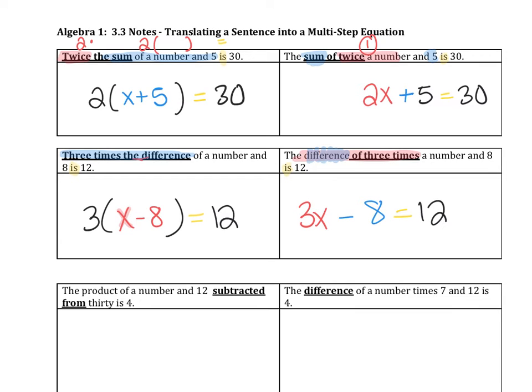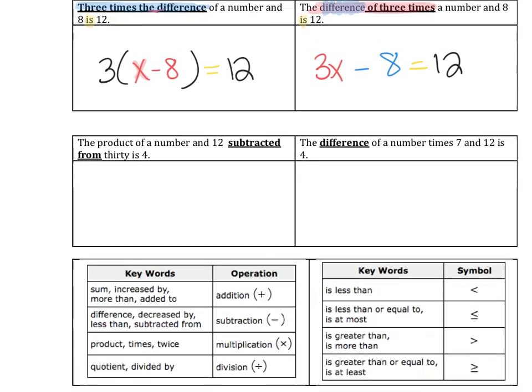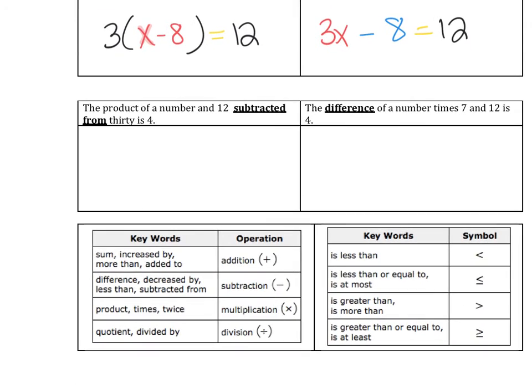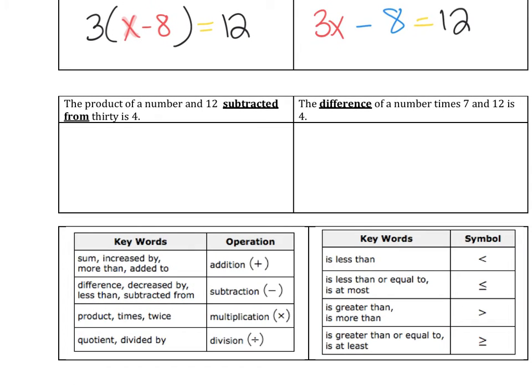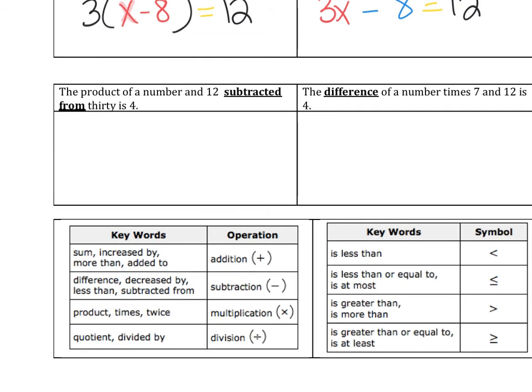So notice how they look. If it starts with times, twice or 3 times, you open up parentheses. If it starts with difference or sum, you do the times part first and then you come back. Okay? So basically the times or division always comes first when you're going to translate these multi-step equations. So let's look at these ones.